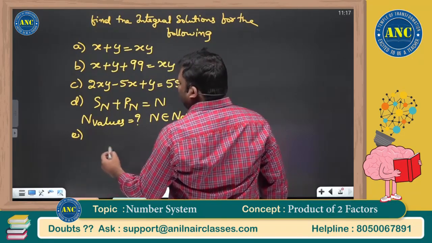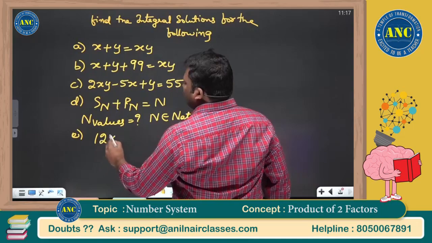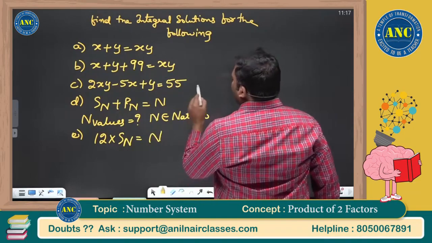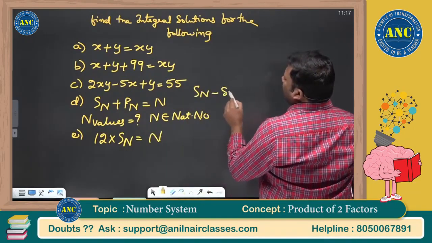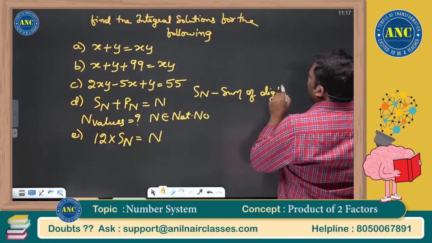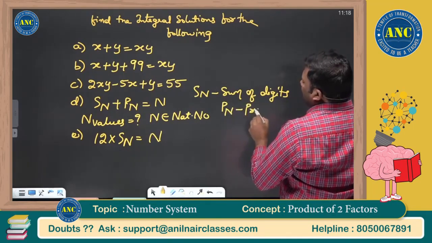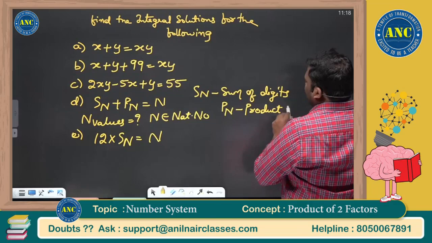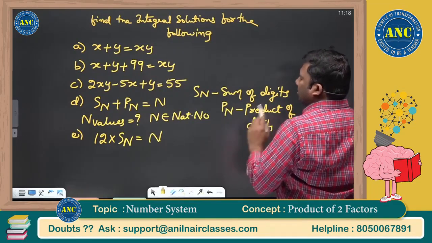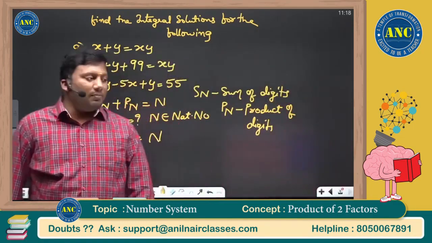Suppose 12 times the sum of the digits is equivalent to the number n. What is Sn here? Sn is nothing but the sum of the digits. What is Pn here? Pn is nothing but the product of the digits. So 12 into Sn is equivalent to n. How many such numbers exist?